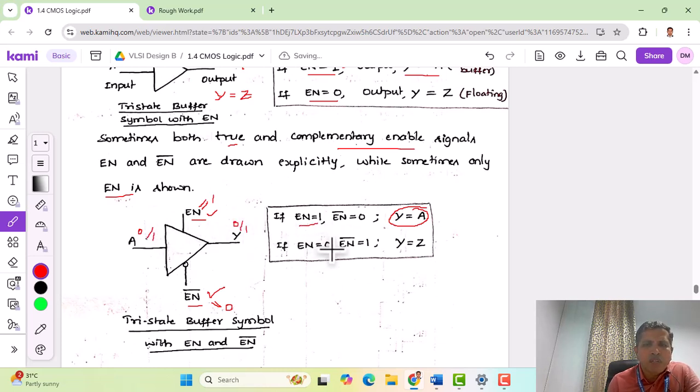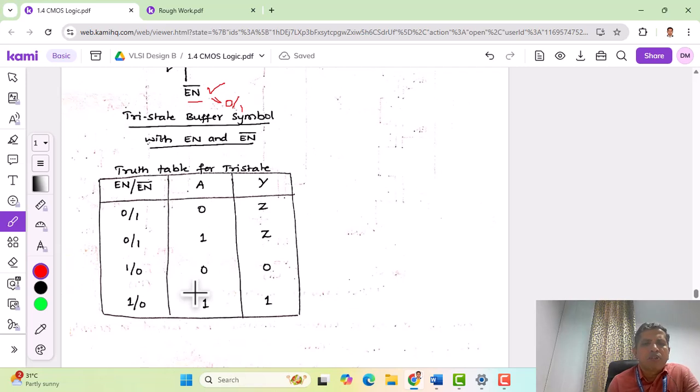Once you make enable 0 and enable bar 1, the output will be in a high impedance state. We have already seen this in the single enable case, but this happens here when enable is equal to 0 and enable bar is equal to 1. The output will be at the floating point, or the high impedance state. So this is the logic diagram of the tri-state buffer with two enables, enable and enable bar, and we have shown here the truth table for the tri-state buffer.